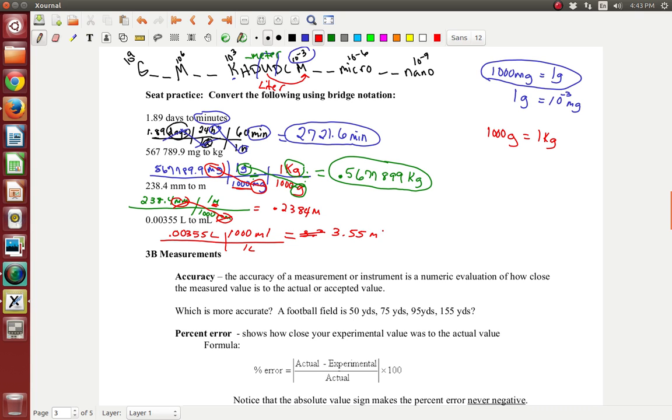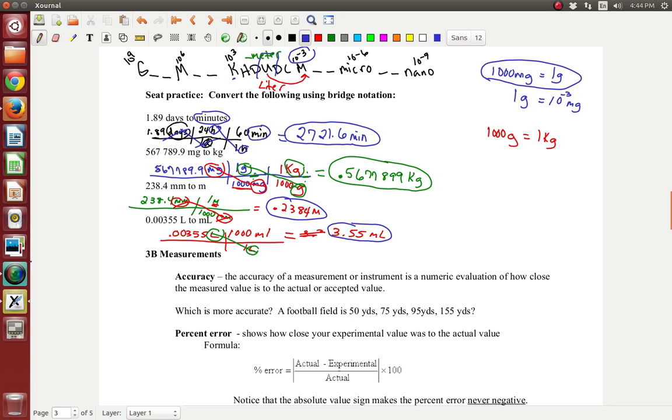3.55 milliliters. And you can notice that liters is on the top, liters on the bottom. We can draw a diagonal line there and cancel those out. Okay, so that's the answers to the seat work that we did. And check your own work against this. This is how you use the bridge notation for it.